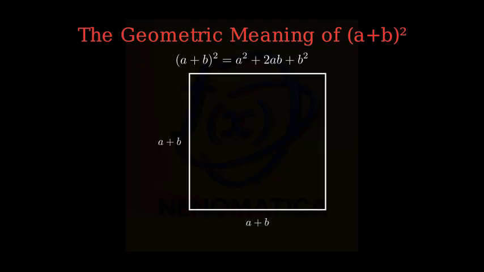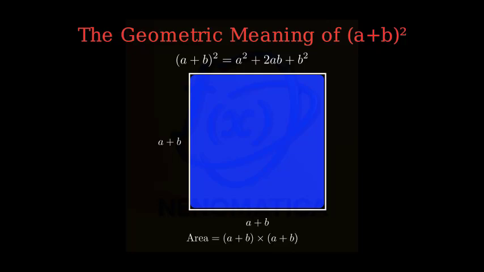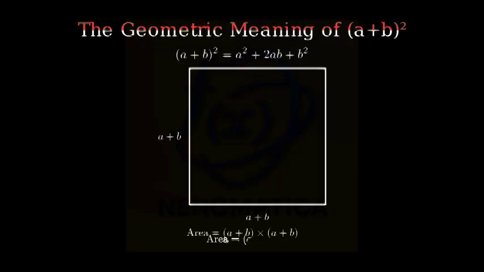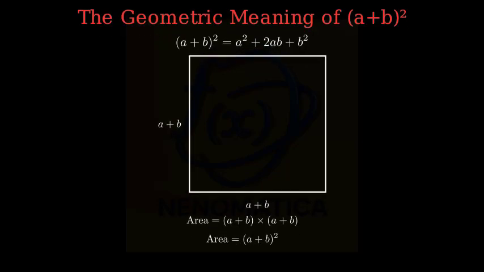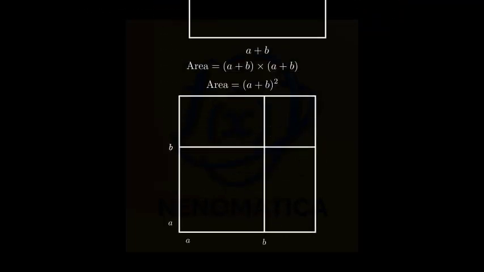We'll start with a square that has sides of length a plus b. The area of this square is the length times the width, which is a plus b times a plus b, or a plus b squared. Now, let's divide this square into parts. We'll split the square vertically at distance a from the left side, and horizontally at distance a from the bottom. This gives us 4 regions that we can analyze separately.